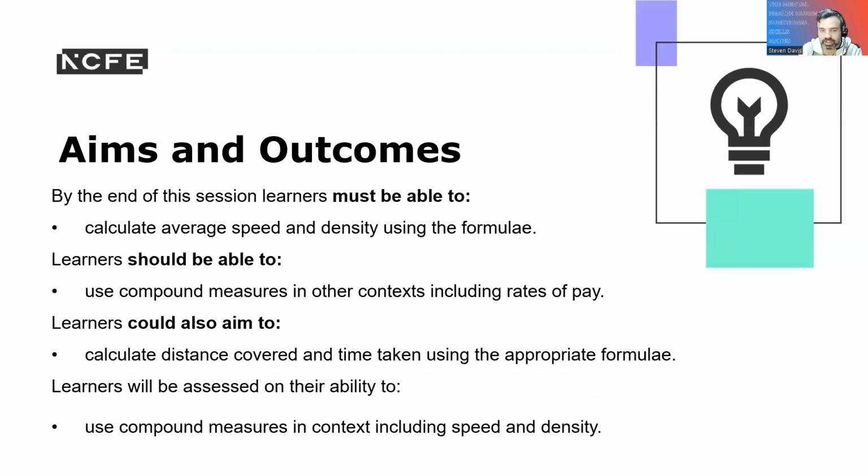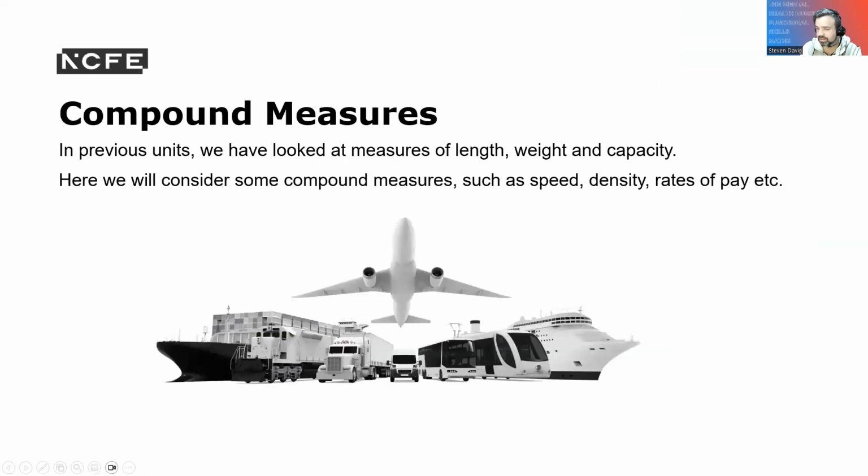Let's get into this. By the end of this session, learners must be able to calculate average speed and density using the formula. Learners should be able to use compound measures in other contexts, including rate of pay, calculate distance covered and time taken using an appropriate formula, and use compound measures in contexts including speed and distance. So compound measures: in previous units, we've looked at measures of length, weight, and capacity.